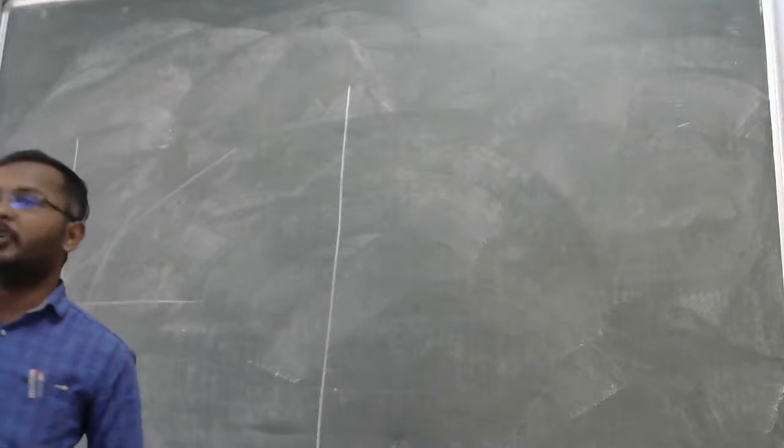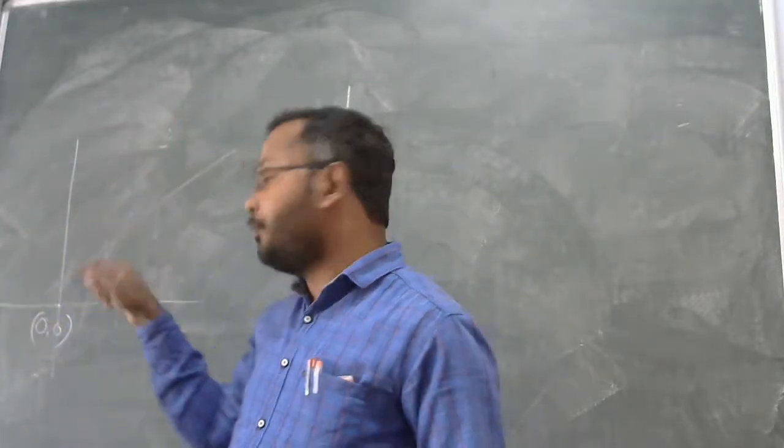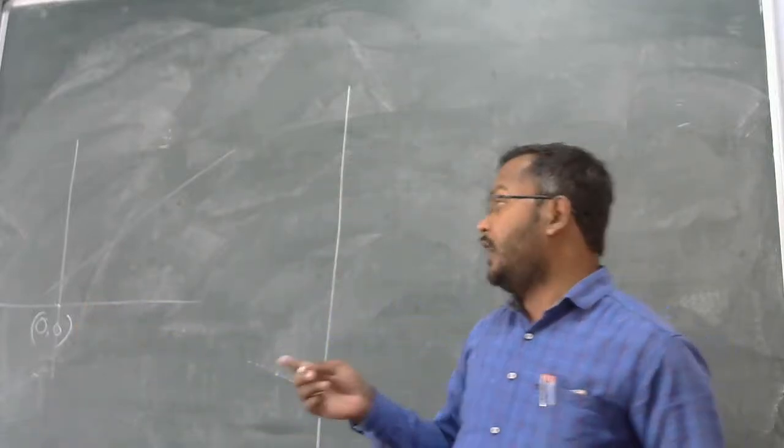And sometimes they may ask, is it passing through origin? Origin is what? The point (0, 0), not the x-axis and y-axis. (0, 0) is called the origin. So if the graph is passing through that point, then it is passing through the origin.